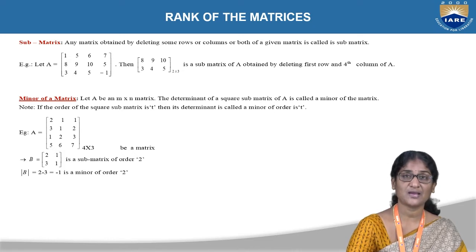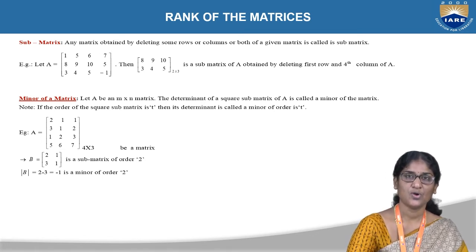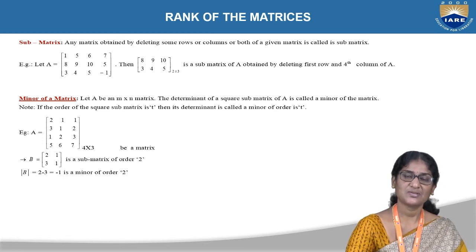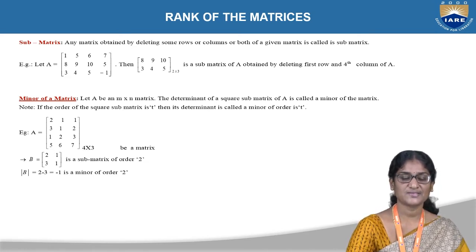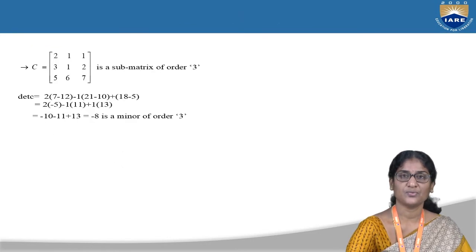Why is it called a minor of order 2? Because we have taken the determinant of a square matrix whose order is 2. Always, the determinant we can find only for a square matrix. So the order of the square matrix acts as the order of the minor. So here the determinant of B, which is equal to 2 minus 3, is a minor of order 2.